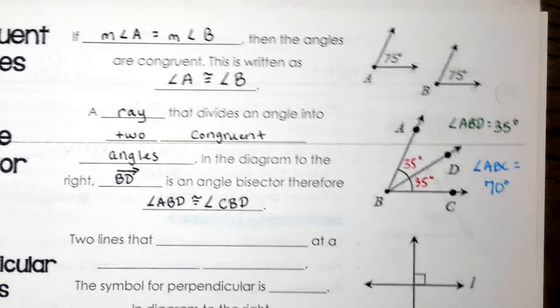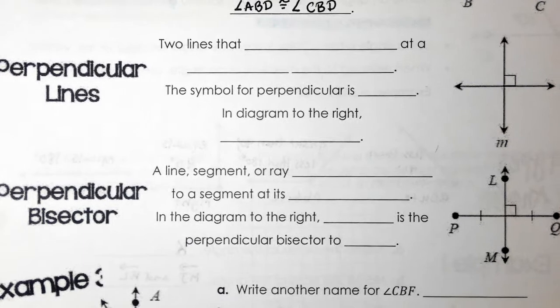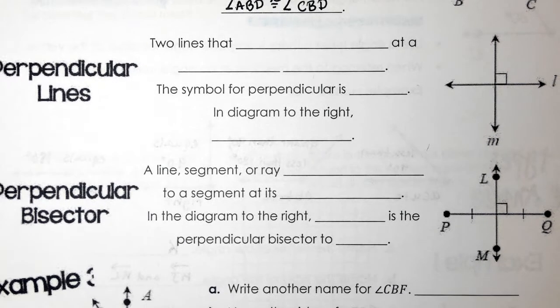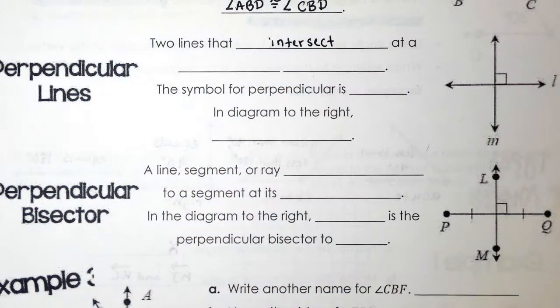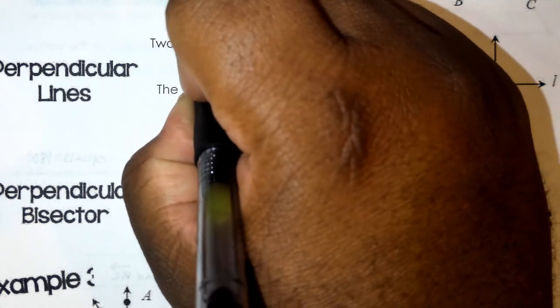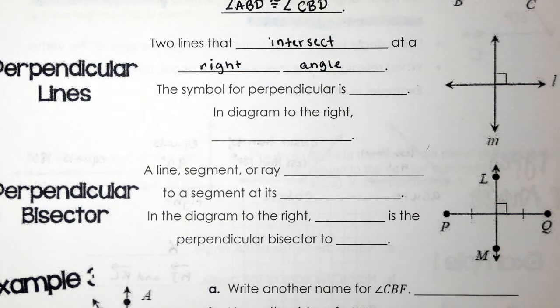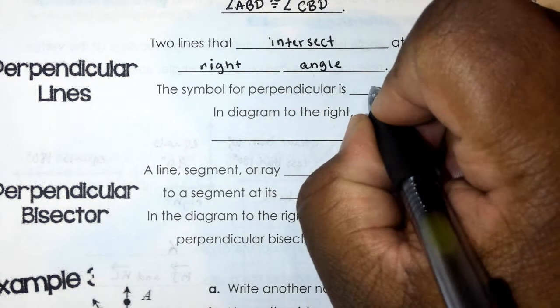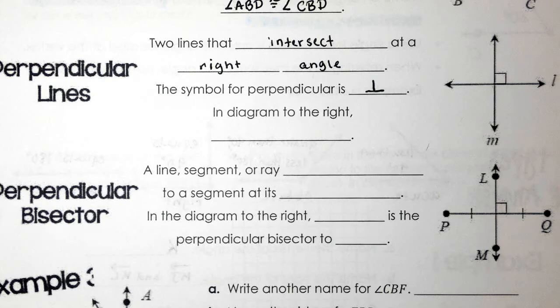Alright. Next thing, perpendicular lines. For perpendicular lines, two lines that intersect, y'all should know that already, at a right angle. So when they intersect, they create a right angle. That's how you know they're perpendicular and not just regular lines that are intersecting. The symbol for perpendicular, you've already seen this, but I'm going to draw it again for you. It looks like an upside down T, and that's the symbol for perpendicular.